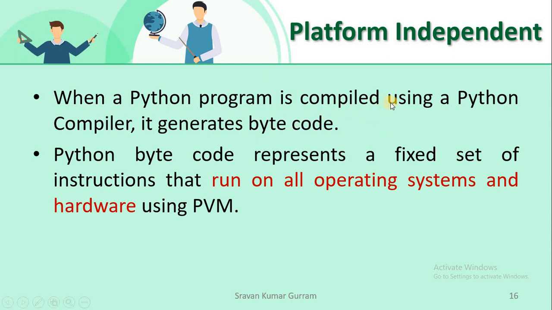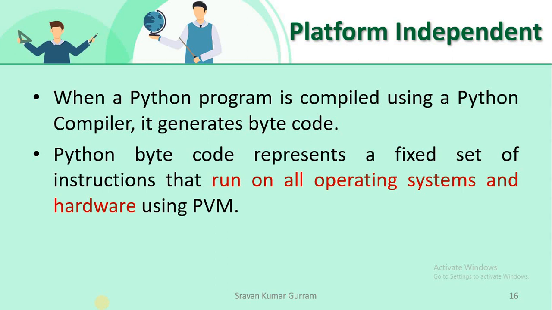When a Python program is compiled using the Python compiler, it generates bytecode, that is a .pyc file. The Python bytecode represents a fixed set of instructions that run on all operating systems and all hardware. In simple words, it can run on all types of operating systems and all types of processors where we have the special software component called PVM. This nature is called platform independent.